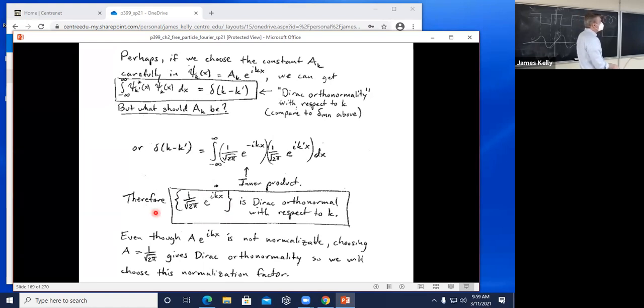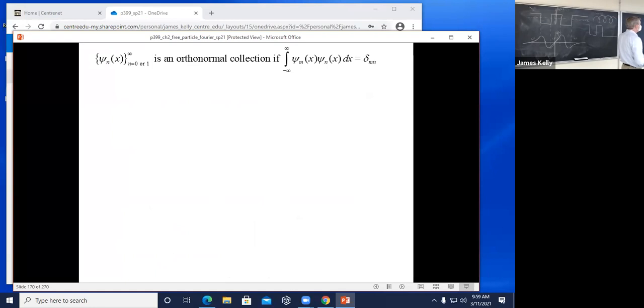Okay, so we still are not going to say that e to the ikx is normalizable. It's clearly not normalizable. But choosing this coefficient out in front of that function gives us something we call a Dirac orthonormal set, which is to say the inner product between two different functions, even though superficially it looks like a divergent integral, there's another way to see that there's some sense to be made of it, and two different k values give you 0.